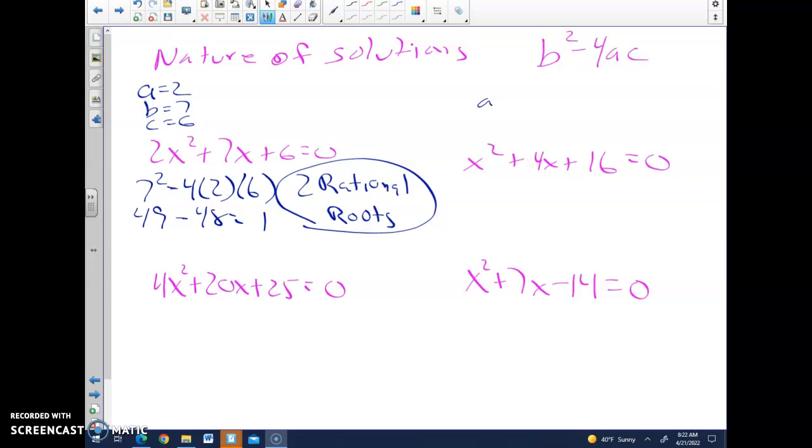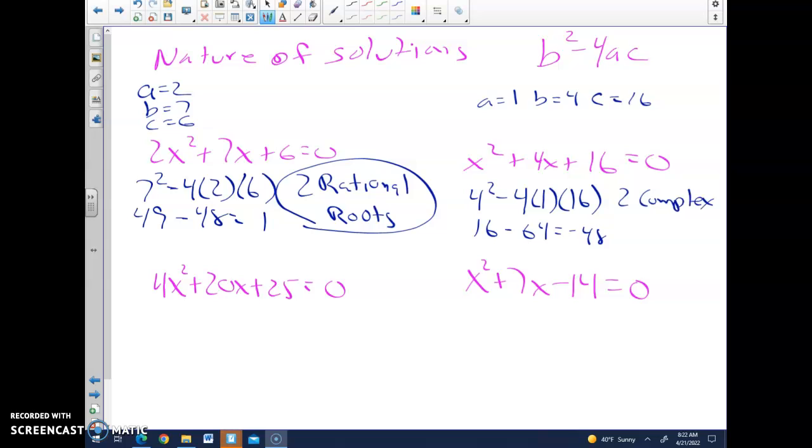So we're looking for the nature of the answers. Here, my a is 1, my b is 4, and my c is 16. So 4 squared minus 4 times 1 times 16. 16 minus 64 is a negative 48. Once that number is less than 0, it becomes 2 complex solutions, or 2 complex roots, which essentially means you have 2 roots that are going to have an i in them.